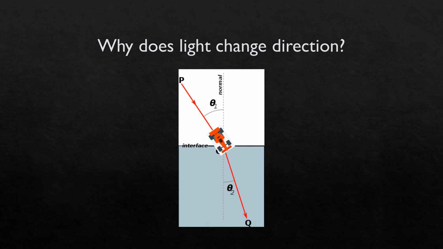It's intuitive why light travels slower in a denser medium, but why does it change direction? If you imagine light as a car with 4 wheels, there will be a time when one wheel is in the slower medium, but the rest are still going at full speed.